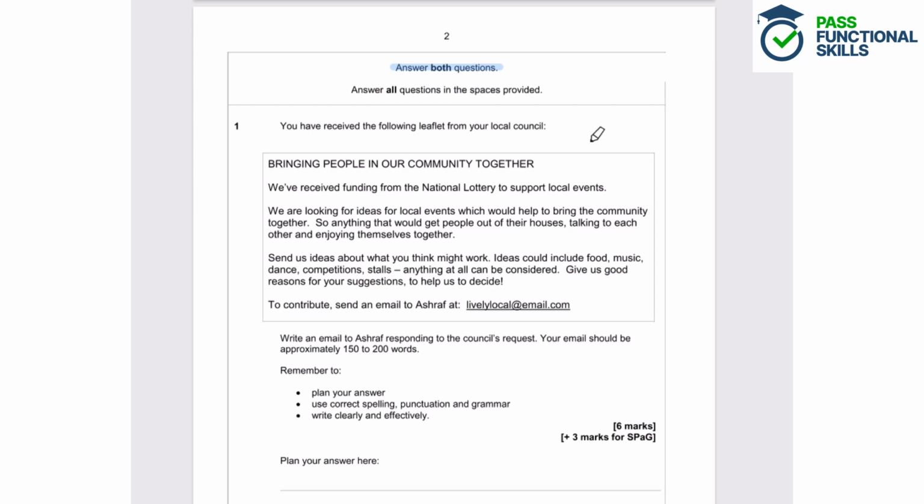So you have received the following leaflet from your local council. Bringing people in our community together. We've received funding from the National Lottery to support local events. We're looking for ideas for local events which would help to bring the community together. So anything that would get people out of their houses, talking to each other and enjoying themselves together.